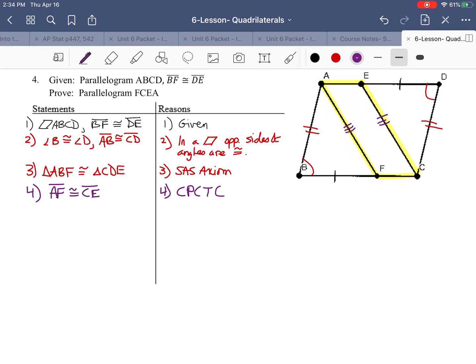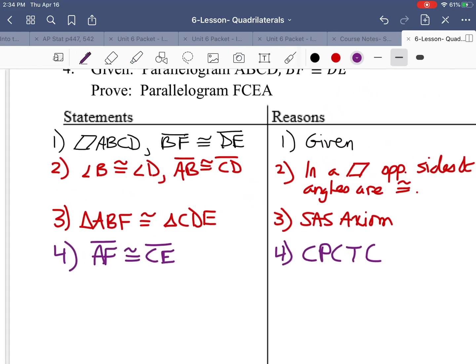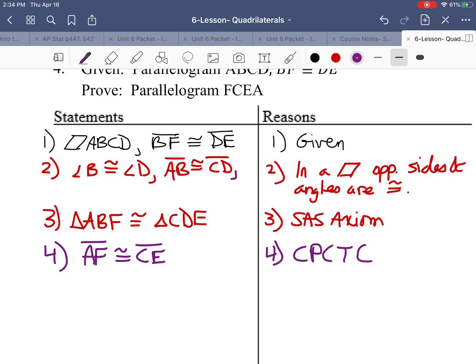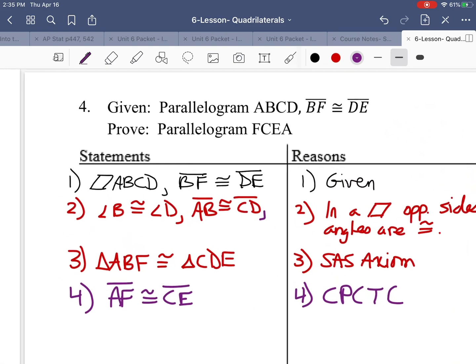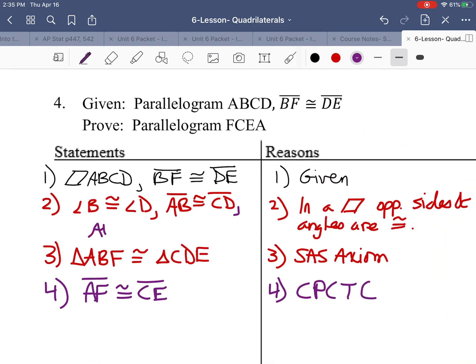Now I do know that the whole figure here, BC and AD are congruent for the same reason that AB and CD were congruent. So retroactively, I'm going to retcon this. AD, BC are congruent.